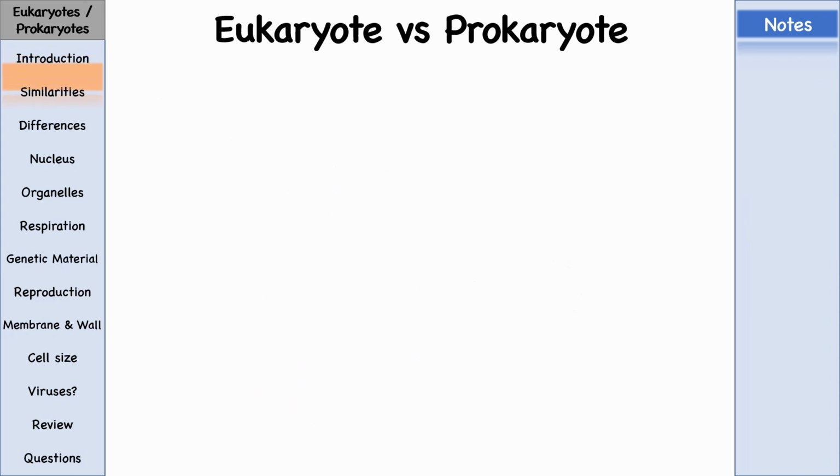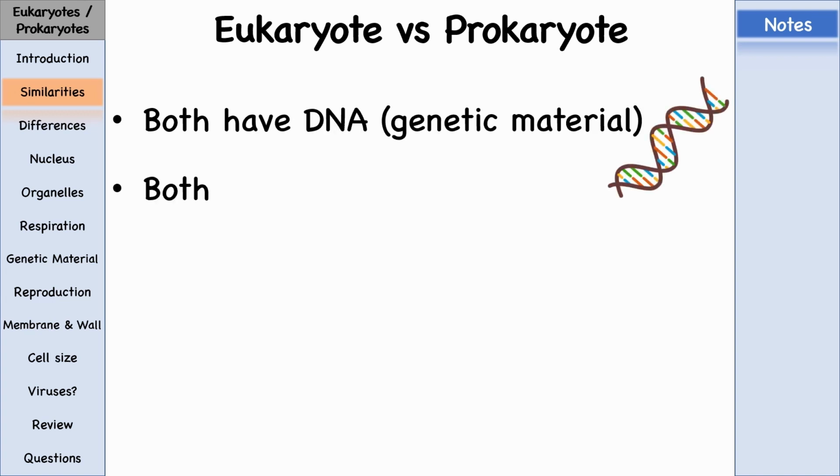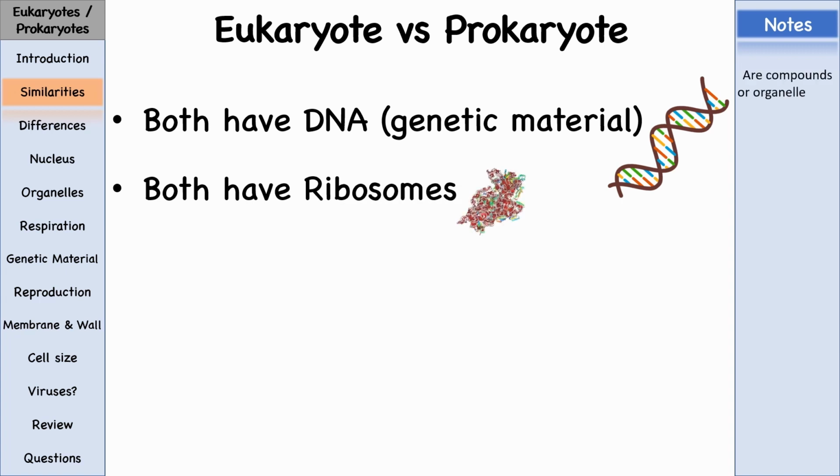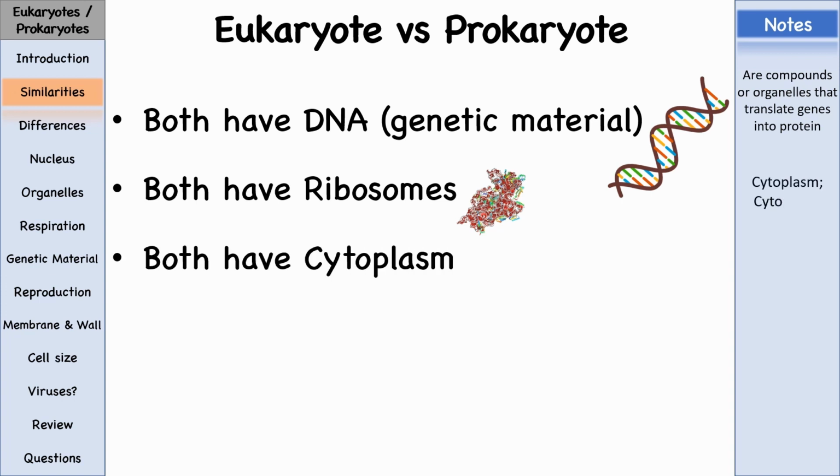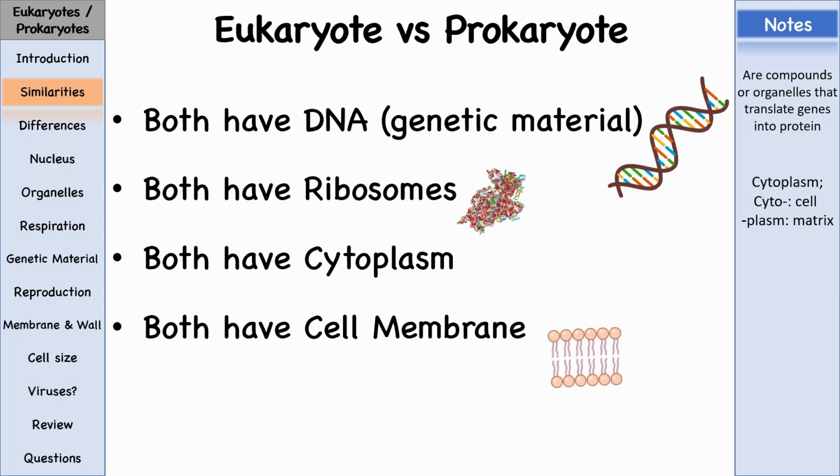There are some similarities between prokaryotic and eukaryotic cells. These both have DNA, of course, because it is the genetic material. Both have ribosomes, which are molecules or organelles that translate genes into proteins. Both have cytoplasm, in which the components of the cell float, and both have a cell membrane.